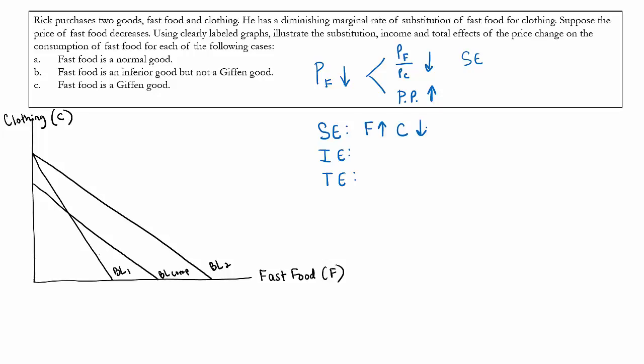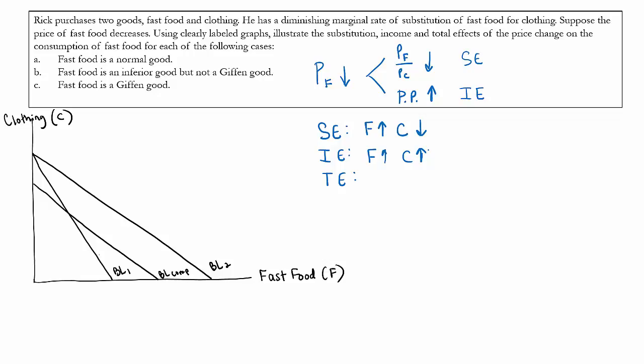At the same time, when the price of fast food falls, Rick feels richer. His purchasing power increases. This induces an income effect. In this first case, both fast food and clothing are assumed to be normal goods. So when Rick feels richer, the income effect is for him to buy more of both goods. Putting these two together, we get the total effect.